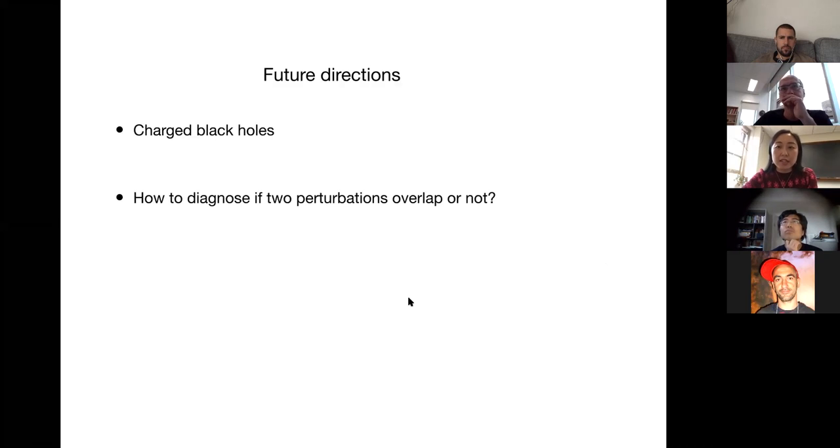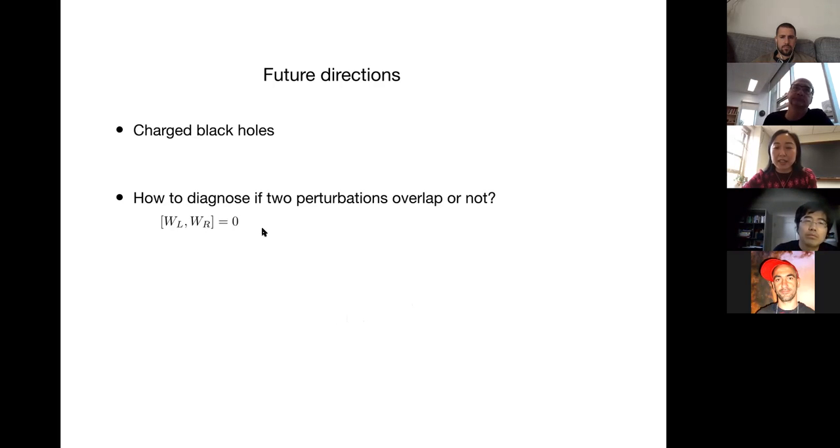And another immediate question is how to diagnose if two perturbations overlap or not. We claim that when the two perturbations overlap, there will be collision. When they don't overlap, there's no collision, but how to diagnose this? This idea of overlap or no overlap very much smells like some kind of commutator. However, the most naive commutator, left and right, you always get 0. That's a big problem.